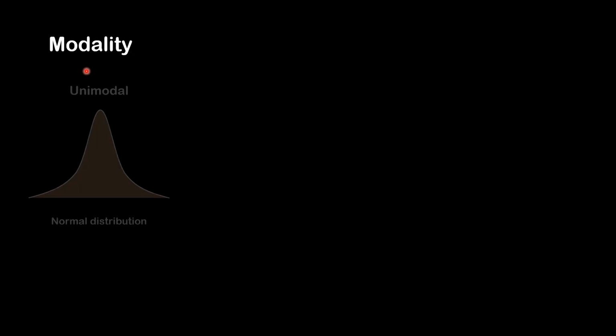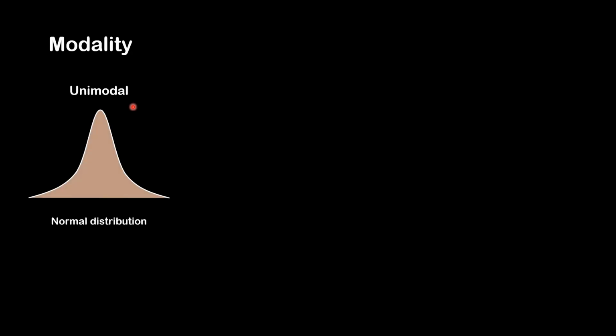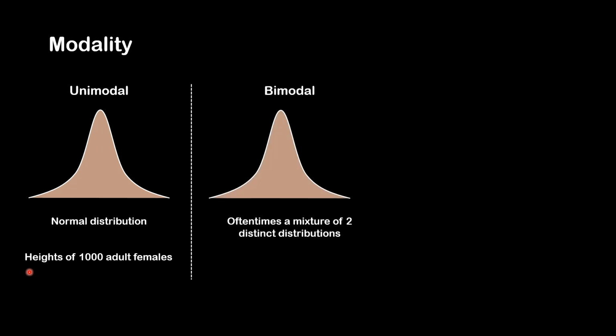And finally, let's make a quick detour to talk about modality. Modality refers to the number of peaks you see when you observe a probability distribution. The normal distribution is said to be unimodal because there's only one peak at the center of the distribution. For example, when taken individually, the distribution of heights of 1,000 adult females approximates a normal distribution and is unimodal. But sometimes distributions have two peaks and are called bimodal. A bimodal distribution is oftentimes the result of a mixture of two distinct distributions or two distinct populations.